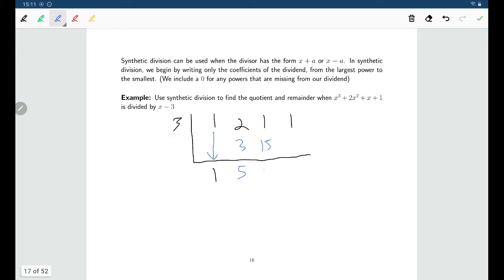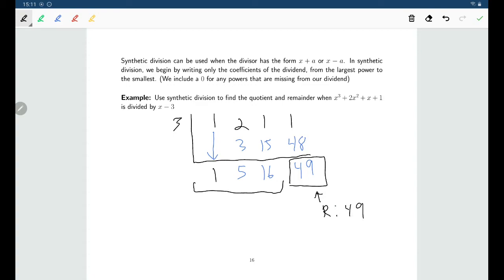We'll add 1 plus 15, that's 16. We'll multiply 3 times 16, that's 48. We add 1 plus 48, that's 49. Now, when we've got to the very end, the last number that you'll have here, this will be your remainder. So here the remainder is 49. And what's given to you to the left of this, these are the coefficients for your quotient, for the constant term, then the x term, and then the x squared term.